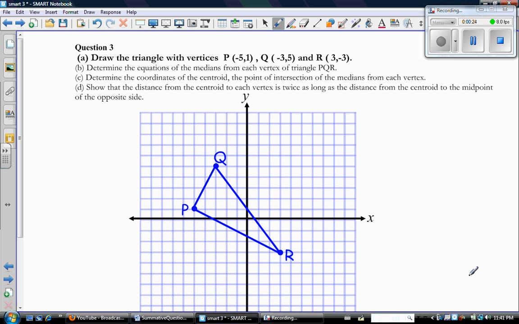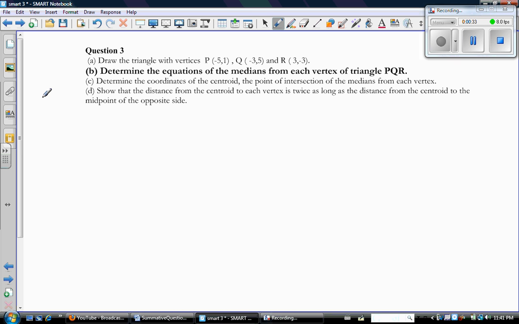So here's the question. It says draw the triangle with vertices P, Q, and R. So there it is, P, Q, and R. I've already drawn it. Pretty easy, use a ruler. Then B, determine the equations of the medians from each vertex of triangle PQR.